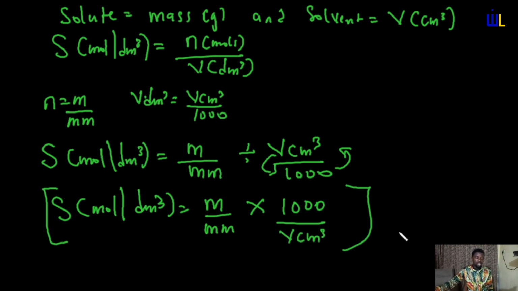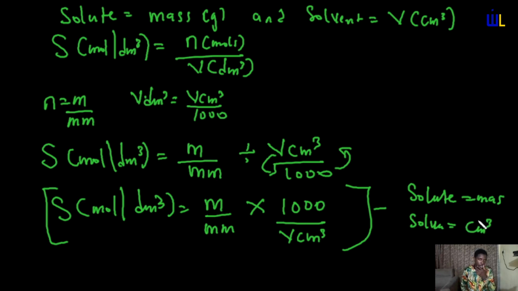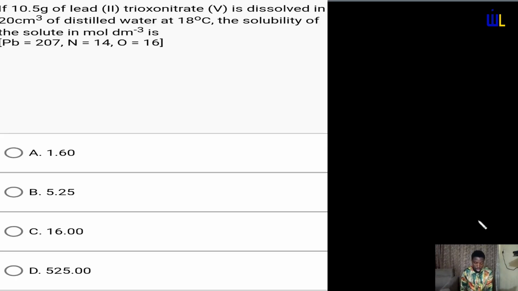This is the mathematical expression used whenever you want to solve solubility in mole per dm cube and your solute is in mass and solvent is in cm cube. Quite simple, right? So let's try out the question to help us understand this. 10.5 grams of lead(II) trioxonitrate(V) is dissolved in 20 cm cube of distilled water at 18 degrees Celsius. The solubility of the solute in mole per dm cube is dash. Quite simple. Now let's get to the solution.